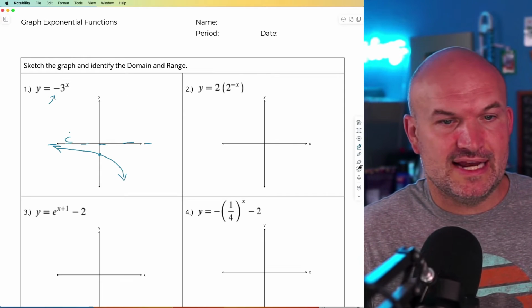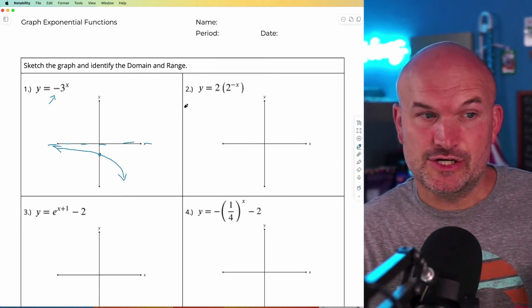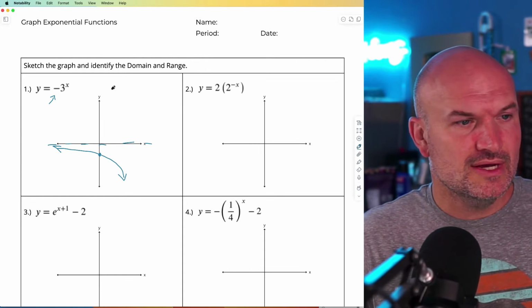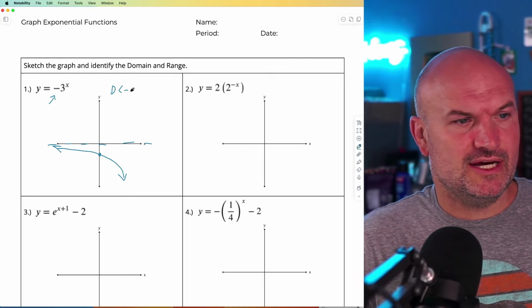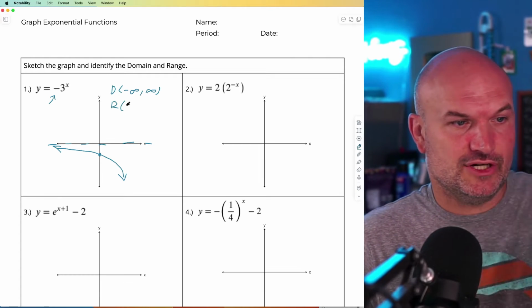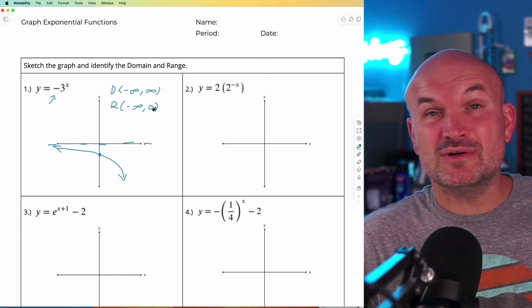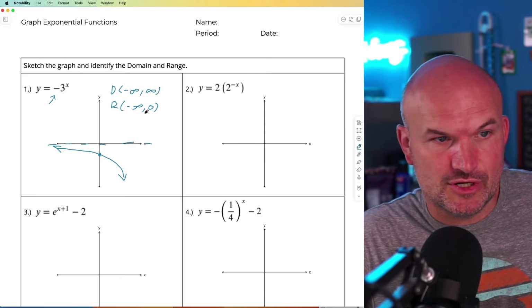And now we just need to identify what the domain and range is going to be. So the y-intercept is now going to be (0, -1). My domain, though, is still going to be all real numbers. That's not going to be impacted. And my range is now going to go down to -infinity and go all the way up to 0. But again, 0 is not included because that's a horizontal asymptote.